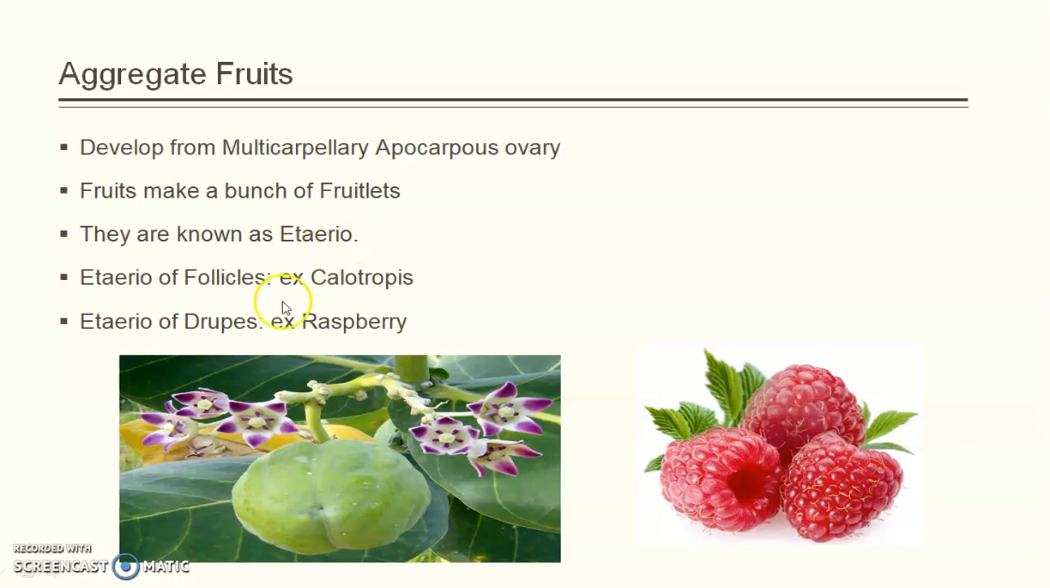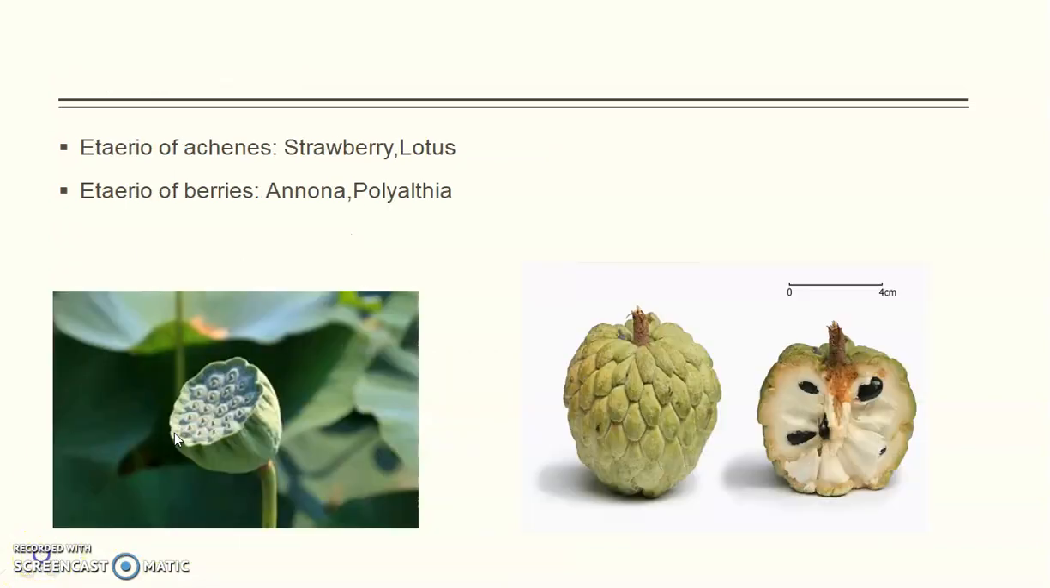So the fruit may be of different types, either the fruitlet may be of follicle or drupe or akin or any variety, and according to the bunches. So if the fruit is having a bunch of follicles, it is termed as etario of follicles. Example, calotropis. The first image is calotropis. And second example is raspberry. It is the example for etario of drupes. So each single fruit is of drupe variety. So raspberry, etario of drupes.